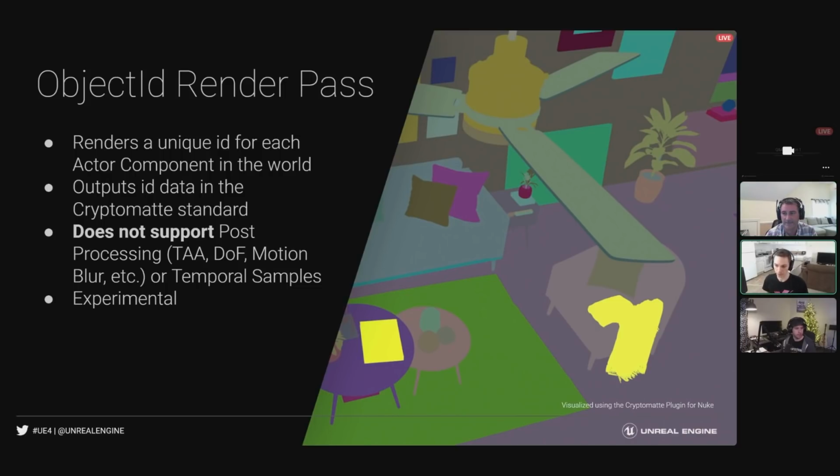And that's the one that we choose to output in. We do not support post-processing, as we mentioned briefly earlier. So no TAA, no depth of field, no motion blur, and temporal samples physically work, but they do not produce expected results because the math is not correct. We'll talk about that again in a little bit. And this is an experimental feature.